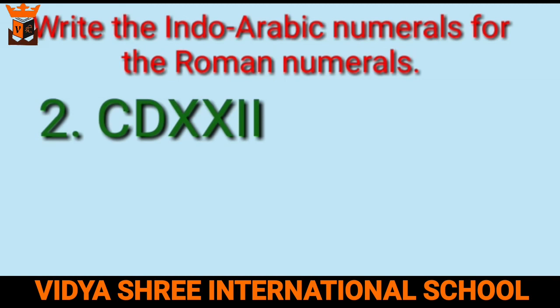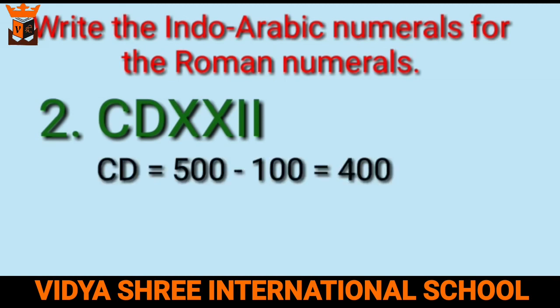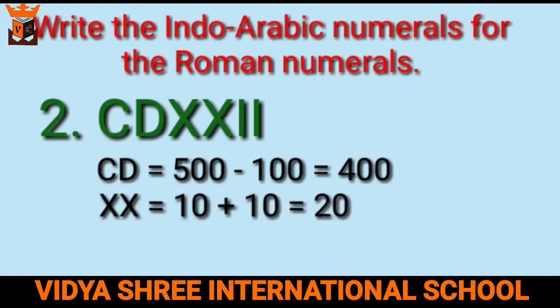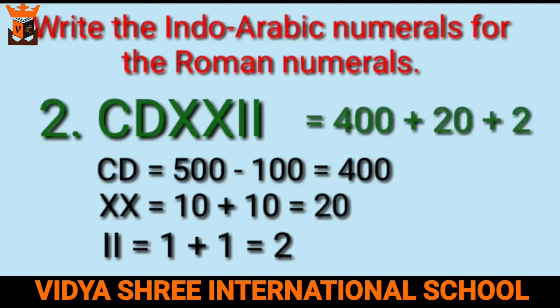Next is CDXXII. CD is equal to 500 minus 100, which is equal to 400. XX is equal to 10 plus 10, which is equal to 20. And II is equal to 1 plus 1, which is equal to 2. So the Indo-Arabic numeral for the Roman numeral CDXXII is equal to 422.